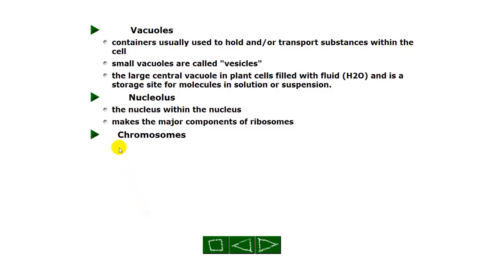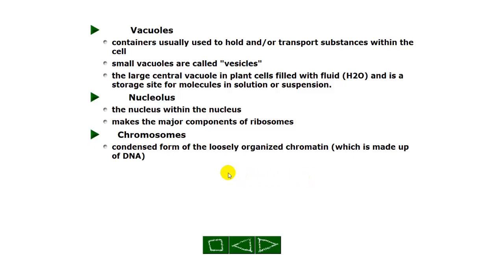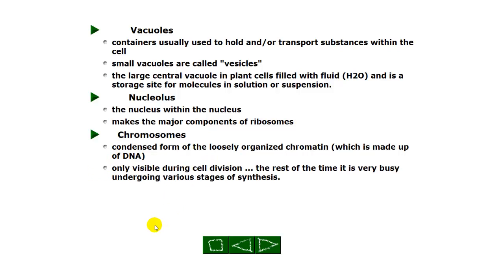The next organelle are the chromosomes. You've heard of chromosomes. You've got 23 pairs of them if you're a human, and you are. They are condensed forms of DNA. Basically, under a microscope, you don't normally see loosely organized chromatin or DNA because we're talking at molecular level here, but you may, during cell division, actually see chromosomes.